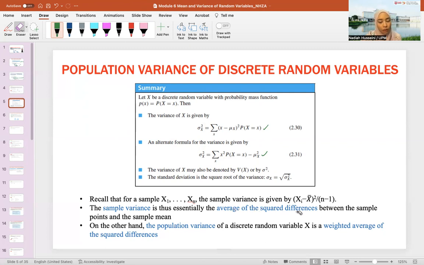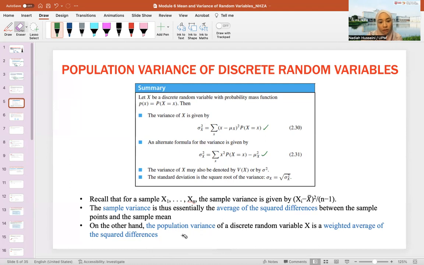The sample variance is thus essentially the average of the squared differences. You have your sample, you minus it with the mean, so this is the difference. You square it and you divide it by the number of samples, therefore it becomes the average, right? The average of the squared differences between the sample points and the sample mean. So that was the definition before. On the other hand, the population variance of a discrete random variable x is the weighted average of the squared difference.